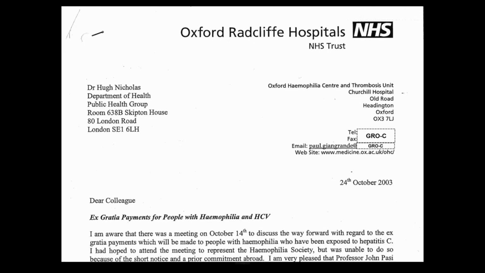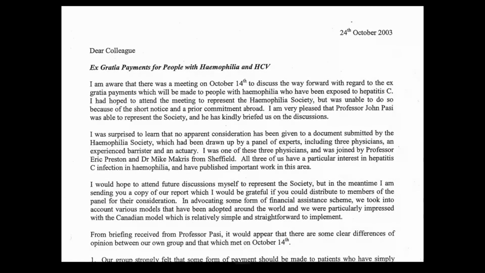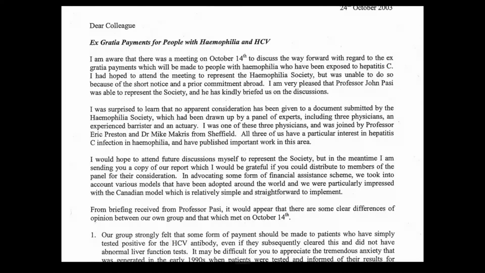You refer, if we can scroll down a little, please, Shamik, to a meeting to discuss the way forward that you had been unable to attend, but Professor Passey had attended on behalf of the Society. You expressed surprise that no apparent consideration had been given to a document submitted by the Haemophilia Society. Is that the document we were just looking at, the report? Yes. And then you identify what appear to be some clear differences of opinion between our own group and that which met on October the 14th. And we'll just look at the 3 points that you were there making.